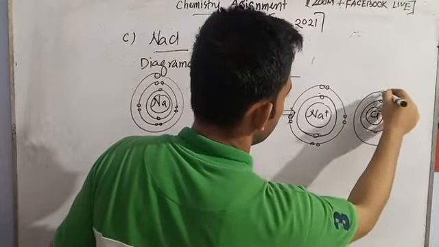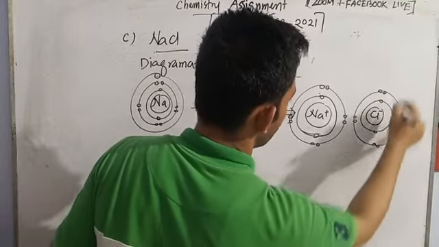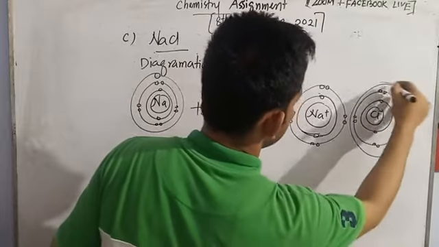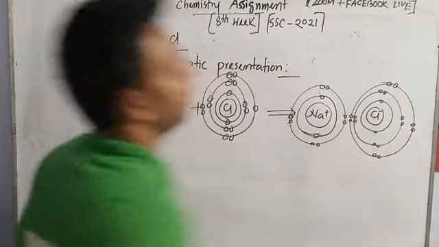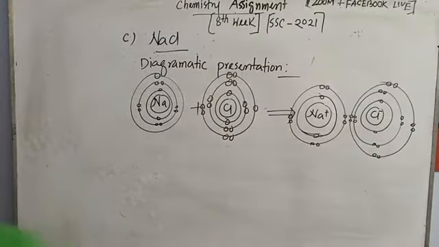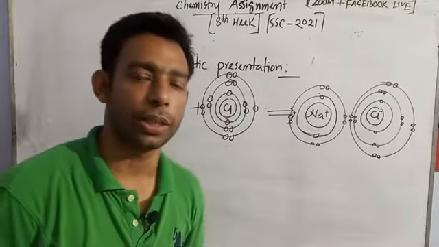2 8, and 2 8 8. It is not drawing the figure well. Just follow me, dear, to draw properly, and when you draw that one, try to draw it properly. Sodium ion and chloride ion I have drawn there. This is the diagrammatic presentation.